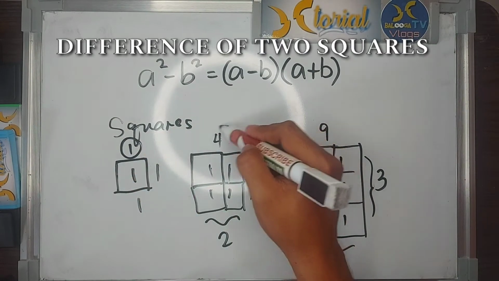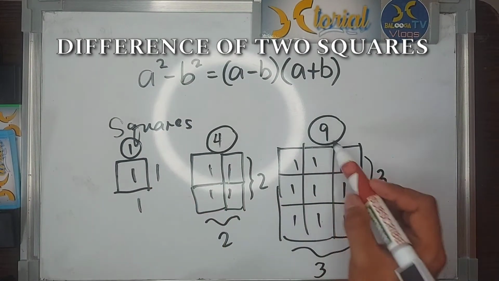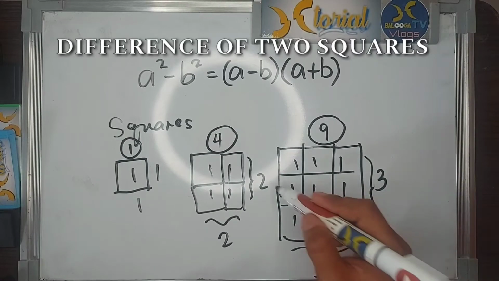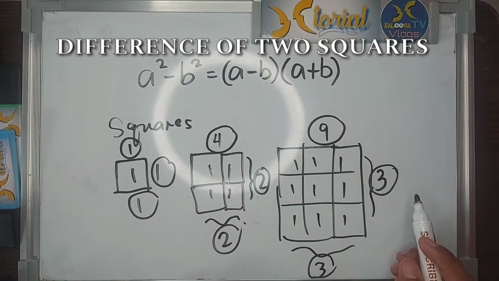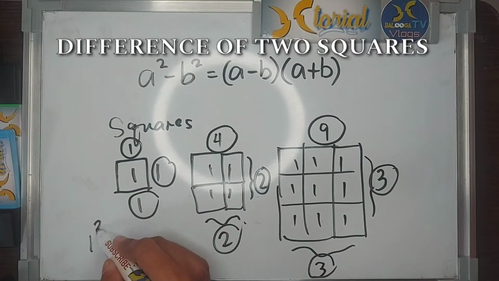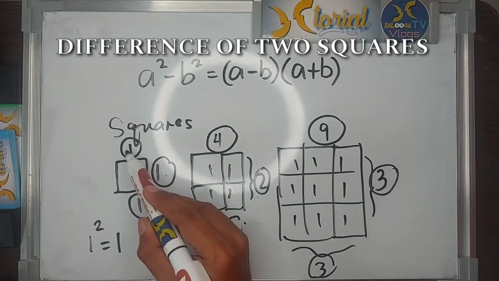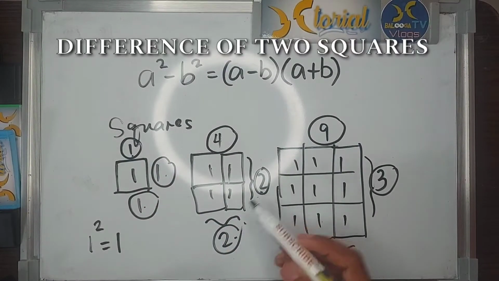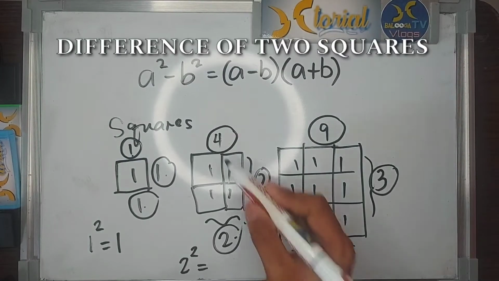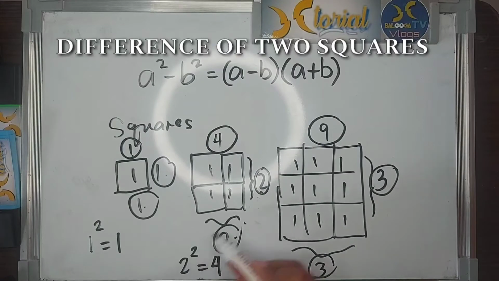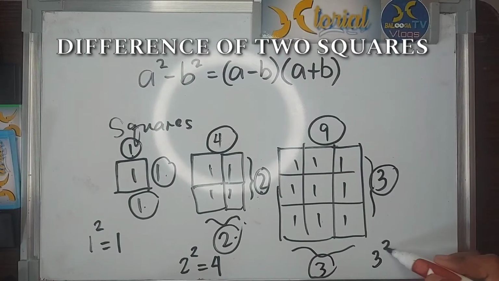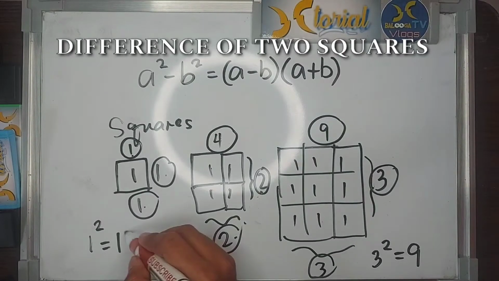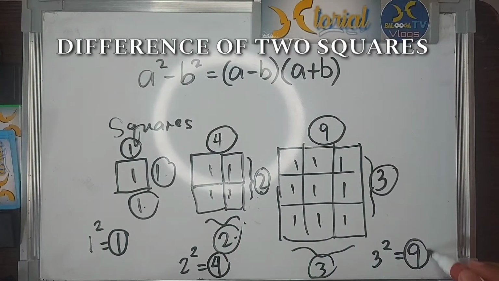So, meron tayong 1, 4, 9. So, yung 1, 4, 9, perfect square number. Galing siya sa 1 times 1, galing siya sa 2 times 2, galing siya sa 3 times 3. So, kung titingnan mo dito, meron tayong 1 squared is equal to 1 kasi 1 times 1 is 1. Dito, 2 times 2 or 2 squared is equal to 4 kasi dalawang beses na 2 kaya 2 squared. Next, 3 squared, 3 times 3 is equal to 9. So, yan po kung bakit po nabuo ang square numbers.